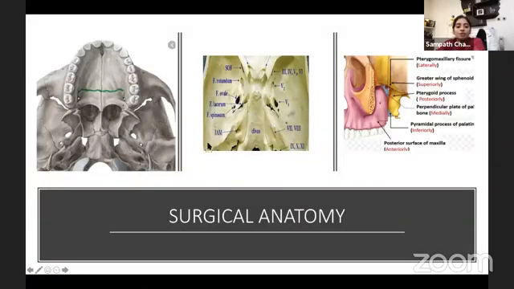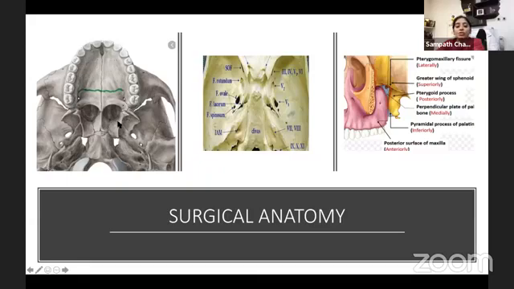So what is the surgical anatomy here? This is the infratemporal fossa, which is bounded laterally by the ramus of the mandible, medially by the lateral pterygoid plate, and above by the greater wing of the sphenoid bone. Along with that, this is the pterygopalatine fossa, bounded anteriorly by the palatine bone, posteriorly by the pterygoid plate, and above by the greater wing of the sphenoid. All these regions are accessed by one important bony landmark here, that is the pterygoid process.